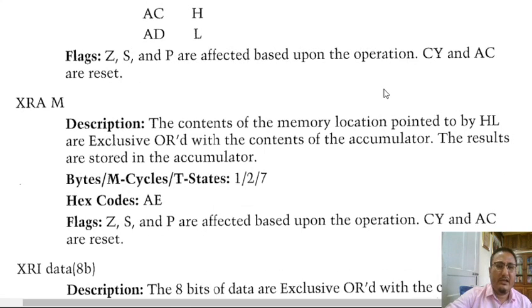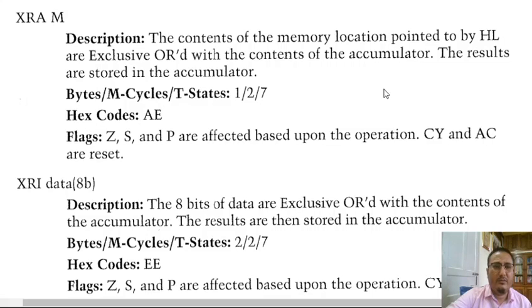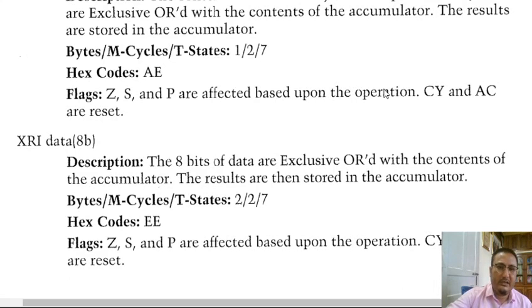Likewise, you have XRA M. The XRA M instruction performs exclusive OR between the content of the address location held by the HL pair and the content of the accumulator, and the result is stored in the accumulator. It requires 1 byte, 2 machine cycles, and 7 T-states. The hex code is AE, and the zero flag, sign flag, and parity flag are affected by the result of the operation. Carry flag and auxiliary carry flag are reset.